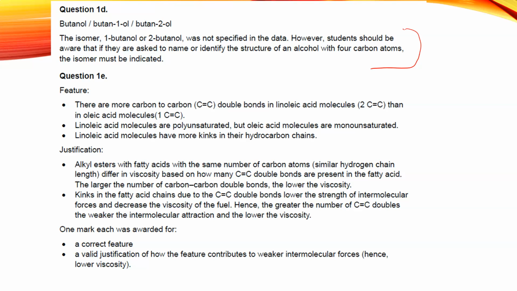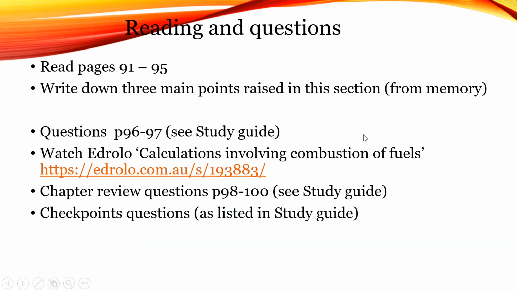We get to 1E, and so you've got your double bond idea here, you've got the justification, and you've got the marks allowed for the double bonds and the weaker intermolecular forces. So 2 marks there. And that is the end of section 3.